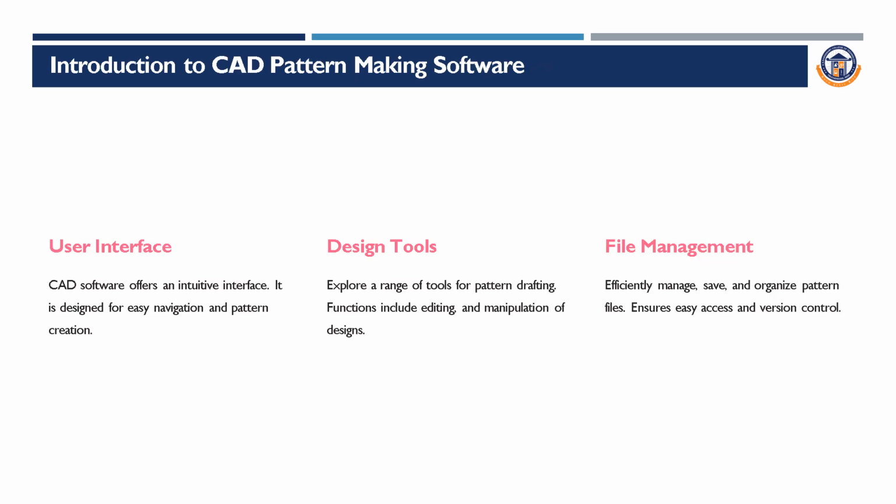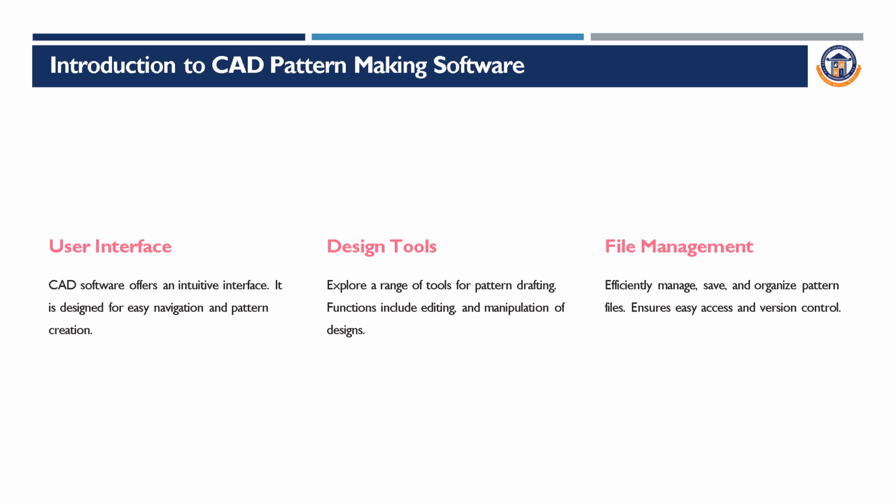Introduction to computerized pattern making software. Computerized pattern making integrates technology and design to create precise garment patterns. This approach enhances accuracy, efficiency, and productivity in the fashion and textile industry. We will cover CAD software, digitizing, grading, and marker planning to see how digital tools improve the traditional drafting method.